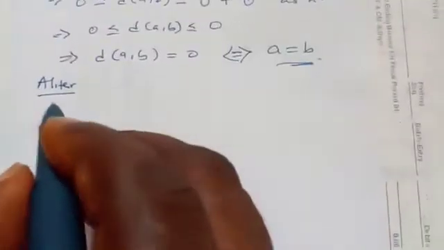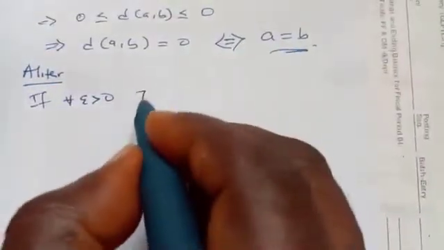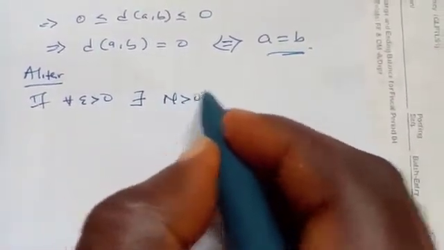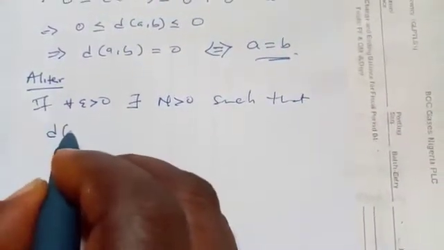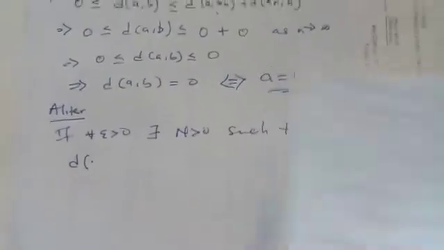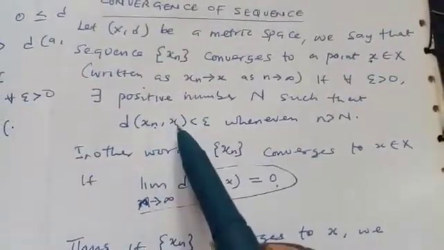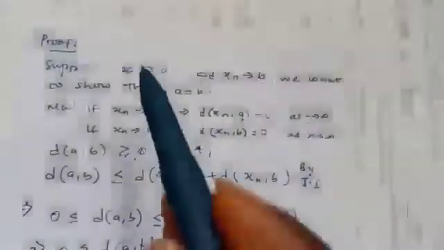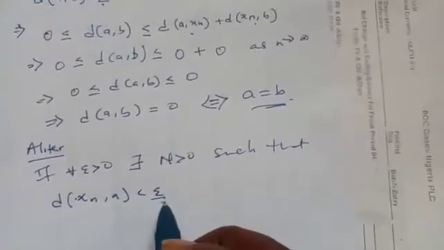An alternative way of proving this is to use the epsilon-delta definition that we gave here. We start by saying that for every epsilon greater than 0, there exists N greater than 0 such that, by definition, d of x_n comma this is less than epsilon. But we are dealing with two things, since we started with these two, so d of x_n comma a will be less than epsilon over 2.